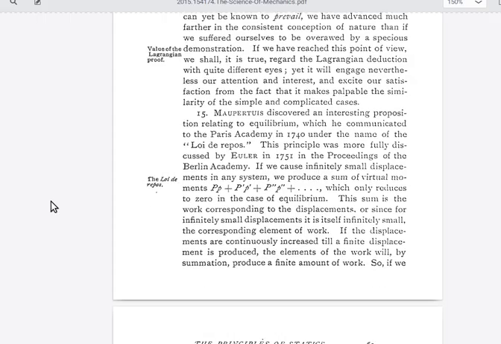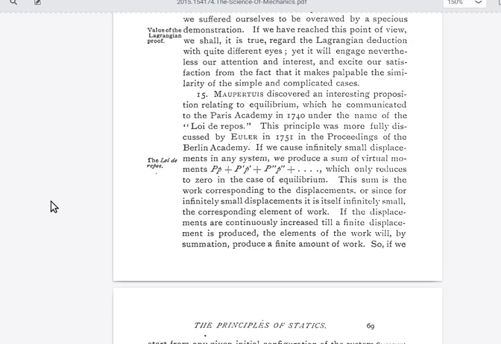Maupertuis discovered an interesting proposition relating to equilibrium, which he communicated to the Paris Academy in 1740 under the name of the Loi de Repos. This principle was more fully discussed by Euler in 1751 in the Proceedings of the Berlin Academy. If we cause infinitely small displacements in any system, we produce a sum of virtual moments, pp plus p prime plus p double prime, and so on, which only reduces to zero in the case of equilibrium. This sum is the work corresponding to the displacements, or since for infinitely small displacements it is itself infinitely small, the corresponding element of work.